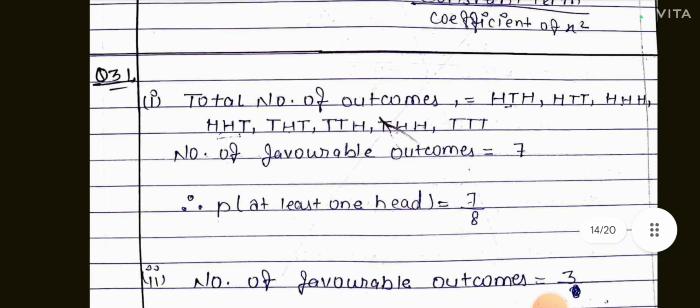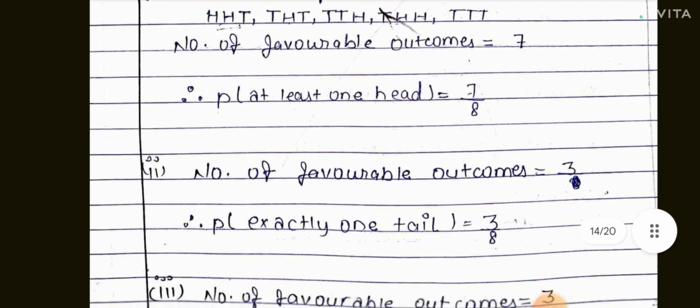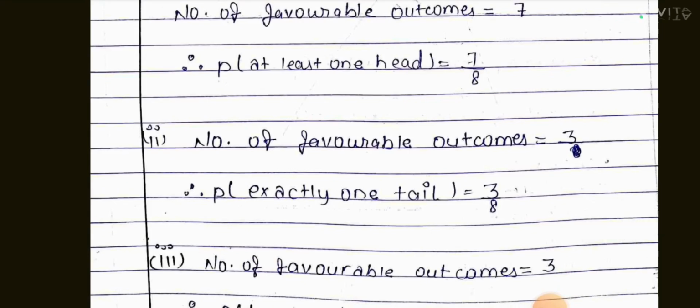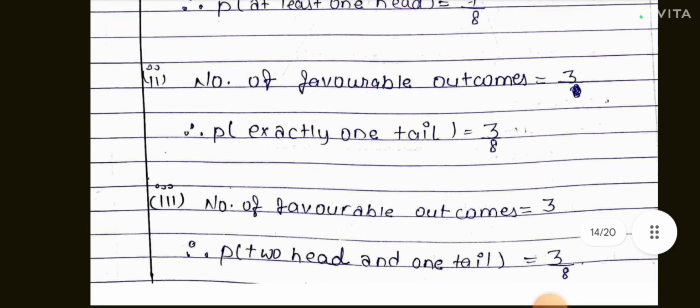Exactly one tail means one head tail head, head head tail, and one tail head head. This means total 3 favorable outcomes. So probability will be 3 by 8. Question third, number of favorable outcomes 3.